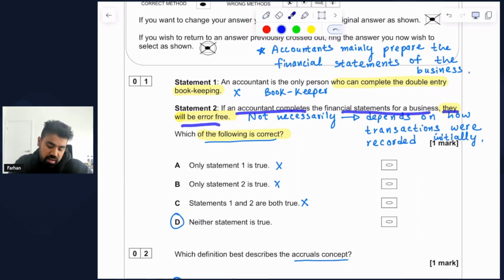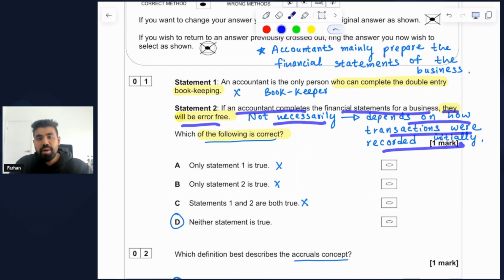Statement number 2 says if an accountant completes the financial statements for a business, they will be error-free. Again, this is not necessarily the truth because it depends on how the transactions were recorded initially by the bookkeeper. So the bookkeeper's job is to record the transactions in the journal, then use the journal to transfer the transactions in the ledger account, and then use the ledger account as a basis to prepare the trial balance. Only then the accountant will be using the trial balance to prepare the financial statements.